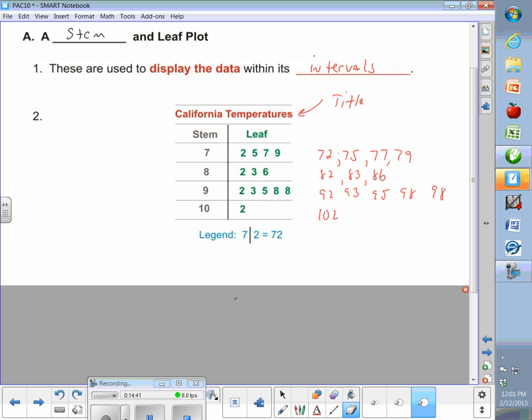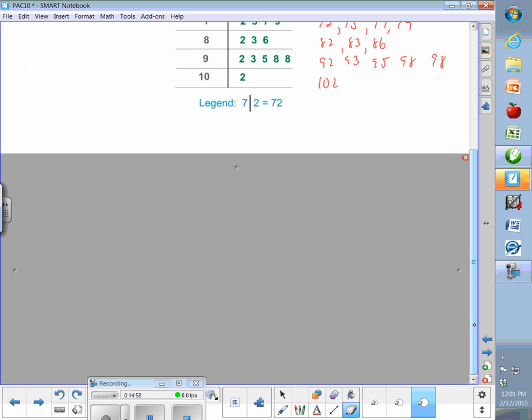And we can easily see the 90s has the most, the 70s has the second most, 80s has the third most, and the 100s has the least. Very clear from a quick glance. That's the idea, and that's the value of a stem and leaf plot. It is about the intervals. Okay? So let's go ahead and do a few more things here.